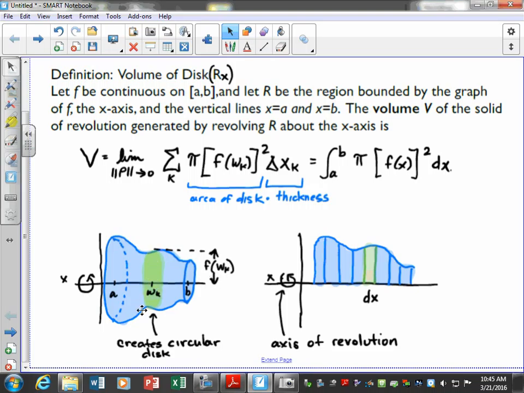So if I select this particular disk and my axis of revolution, we're going to revolve it about the x-axis. You can see that if I have this image and I look at this particular dx, this disk, and I'm willing to revolve it around the x-axis, we'll have a figure like this. And we can find the volume of that.